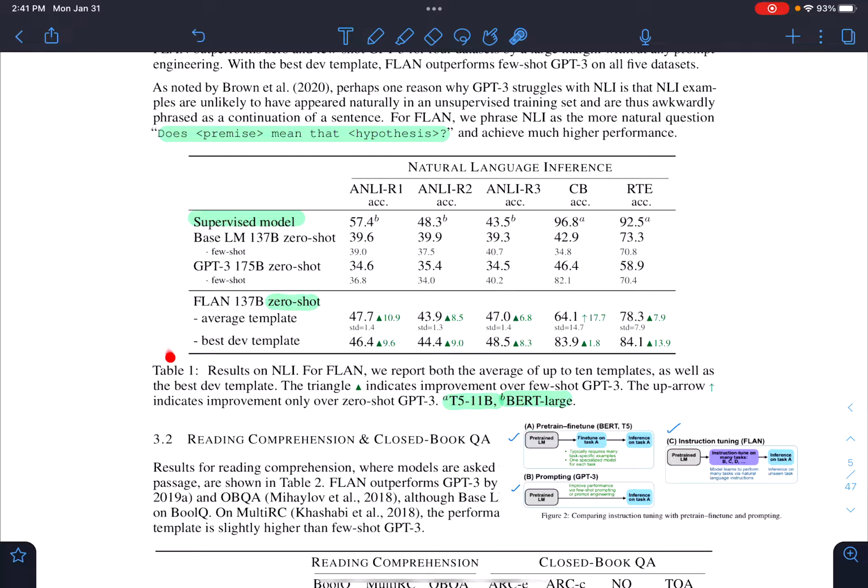Here, if you see the results, the supervised model was explained here. It's like BERT or T5. So we have the pre-trained model, fine-tune it on, suppose, NLI, and then also run inference on the same dataset. So this one always has better performance than any of the results, but it is compared against the base language model with zero shot and then few shot, and then the GPT-3 model with zero shot and then few shot, and then FLAN with zero shot with average template and best template. Average is the average of all the 10 or 13 templates.